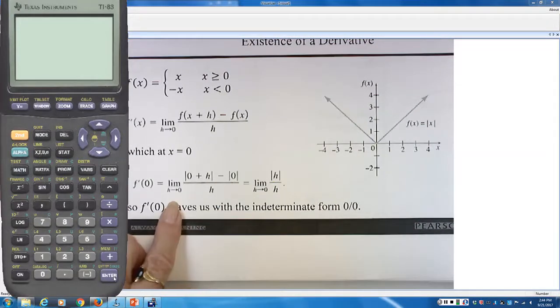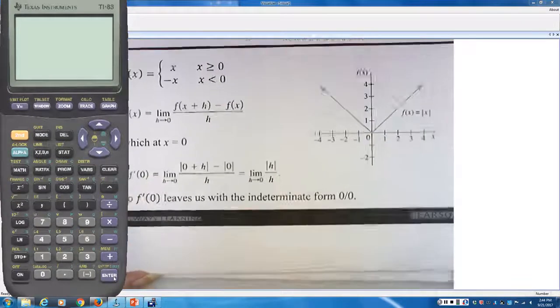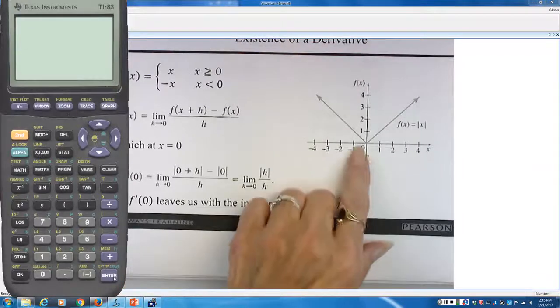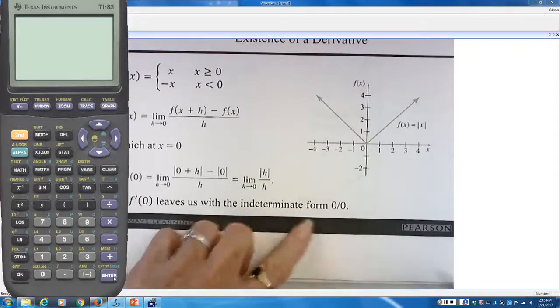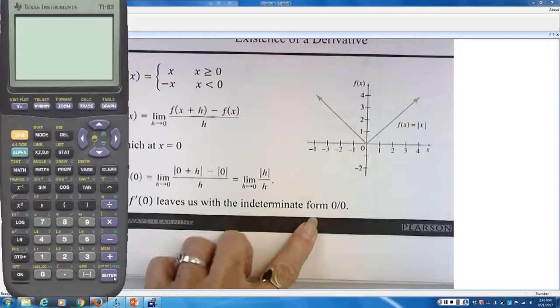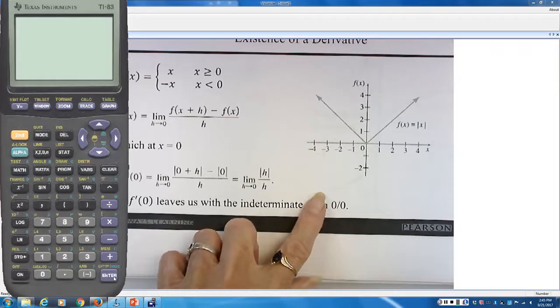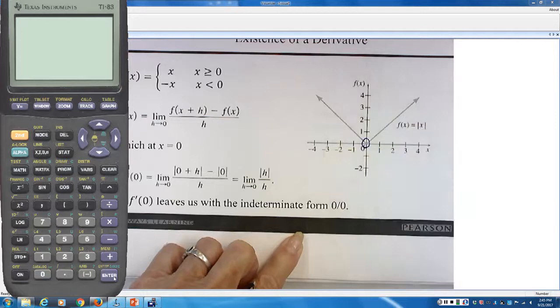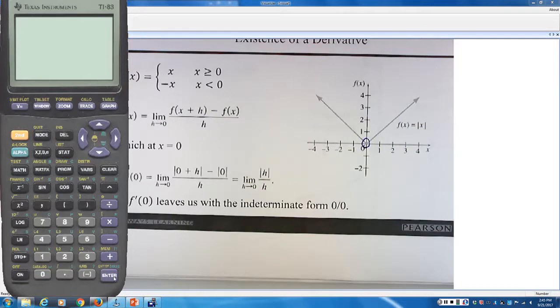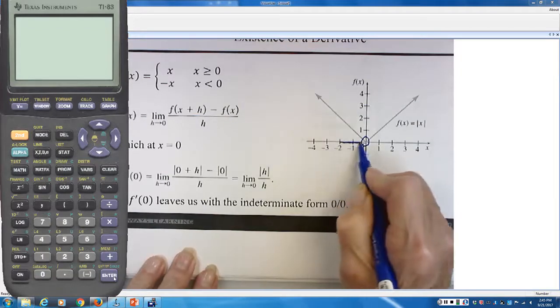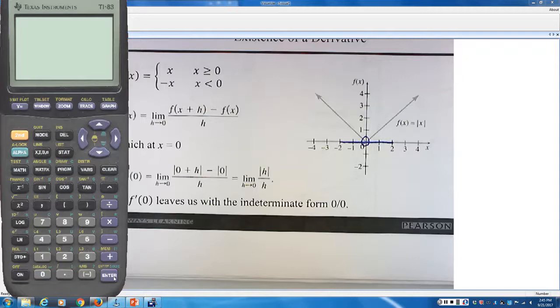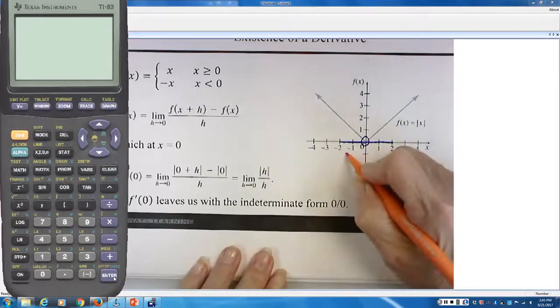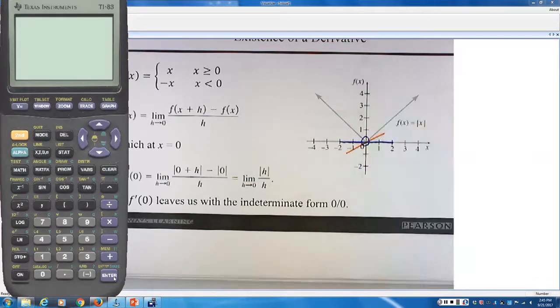You can do it by the limit rule, but I'm going to give you the common sense reason, not the math reason, why this one tells you that the derivative doesn't exist. At this point right here, you can't draw a tangent line that has a unique slope. Here's a tangent line at that point. Here's another tangent line at that point.